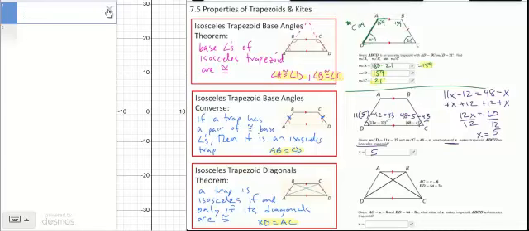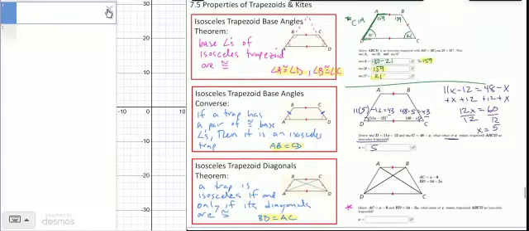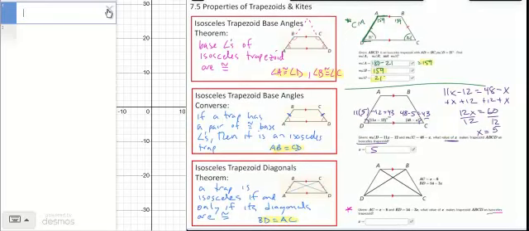All right, try this last question on your own. Here you're being told that this is an isosceles trapezoid. What value of x would make the diagonals equal, which is that condition for the isosceles trapezoid?